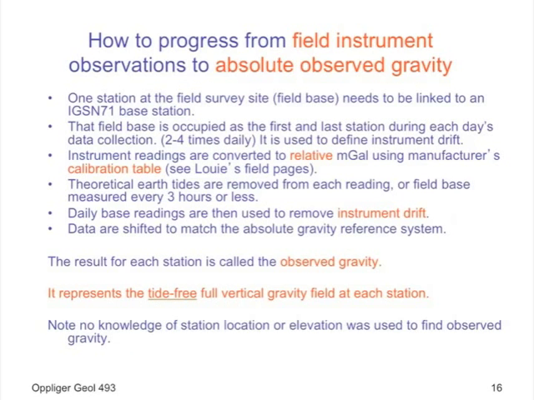So once you've measured gravity and then tied it to the absolute network, and you have a local base station available, here are the procedures for how you get from your field instrument readings to absolute observed gravity. So you've got to tie in at least one site, which we'll call the field base, in your field survey area. You've got to tie that to some IGSN 71 base station, okay?